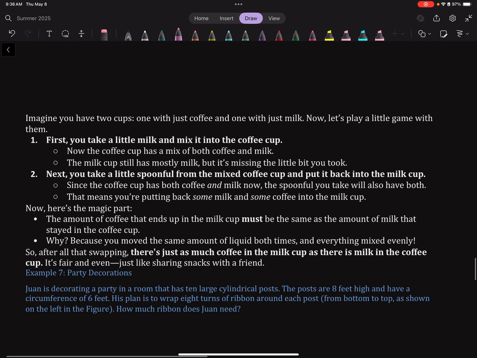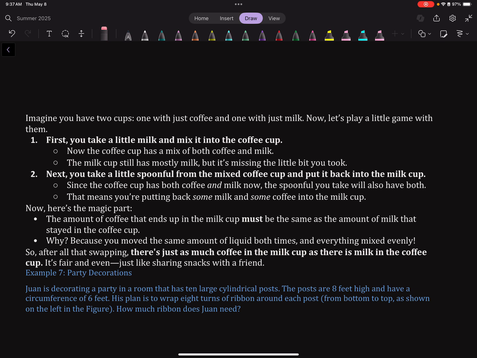So this is a great way to break down what we just did. Imagine you have two cups, one with just coffee and one with just milk. Now we're going to play a little game. First, you take a little milk and mix it into the coffee cup. Now the coffee cup has a mix of both coffee and milk. The milk cup still has mostly milk, but it's missing a little bit you took.